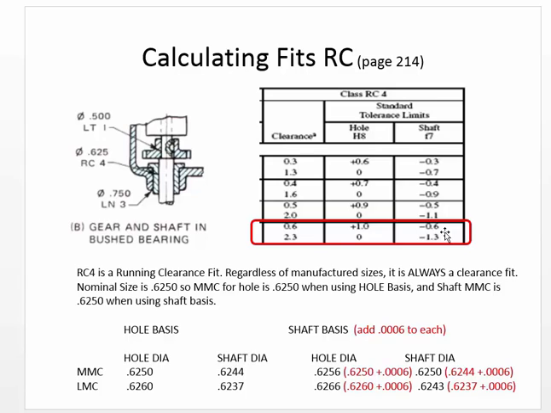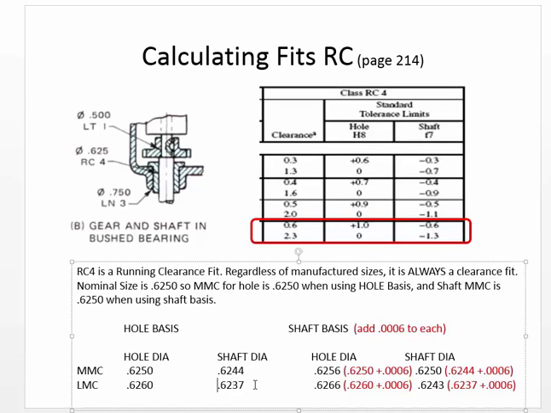The shaft is going to also start with a nominal size, but if you subtract 6/10 from 625 thou, you get 624 and 4/10 thousandths of an inch. If you subtract 1.3 from the nominal size of 625, you get 623 and 7/10. Now that's how you calculate this on a hole basis. There are no tables for shaft basis. The tables are all for hole basis. So you start by doing the hole basic size.